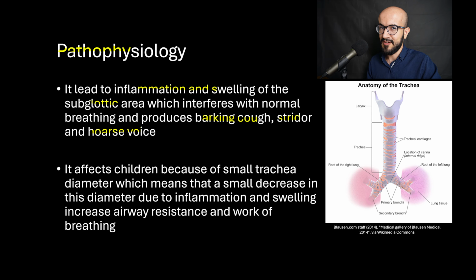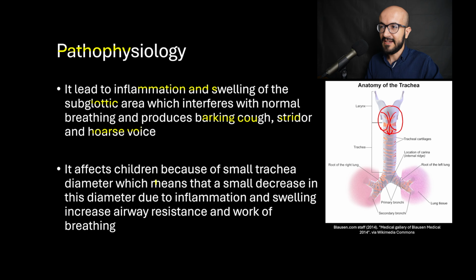So as you can see here in this picture, the inflammation would affect the subglottic area right here. There will be inflammation and edema that would lead to narrowing of the trachea here. This narrowing would lead to difficulty breathing and a cough that is described as a barking type of cough, and it would also lead to stridor, which is caused by the turbulent flow of the air through the narrowed trachea, and it would also lead to a hoarse voice.